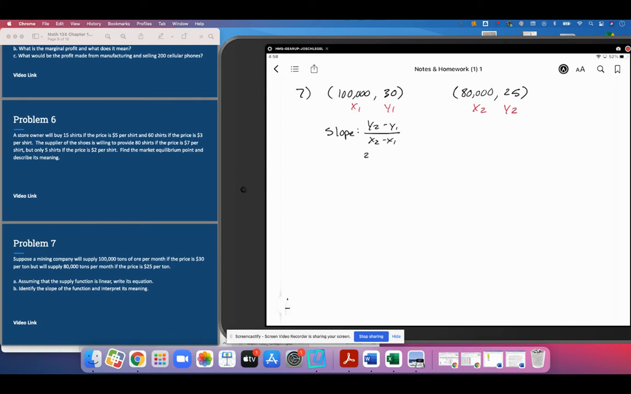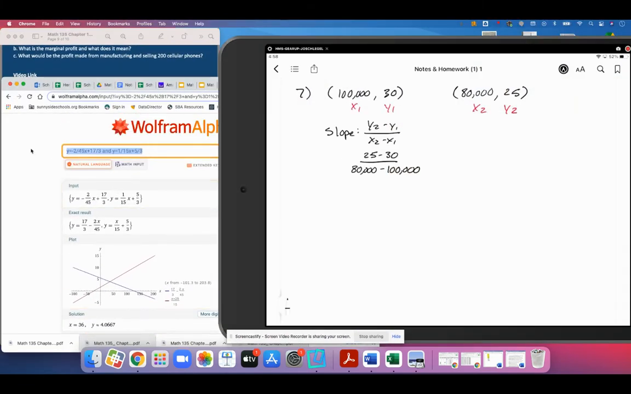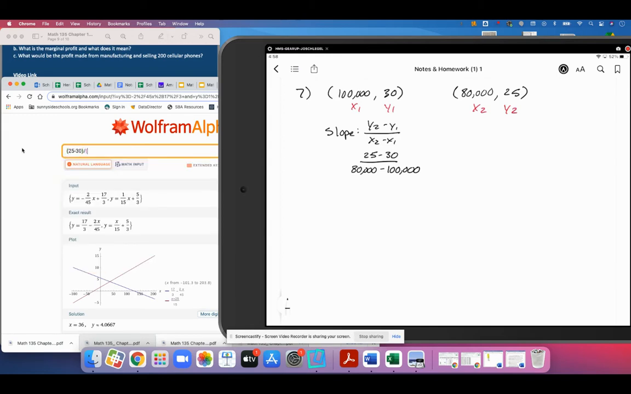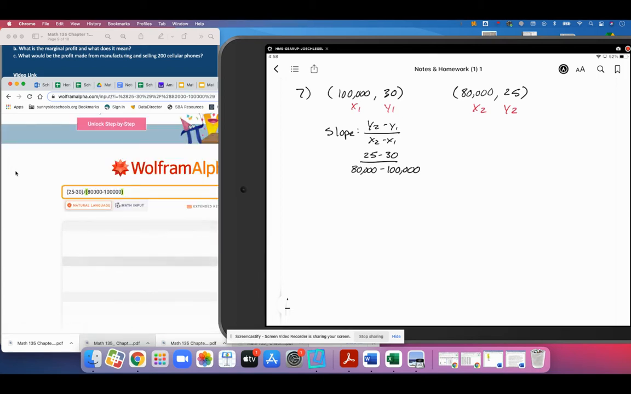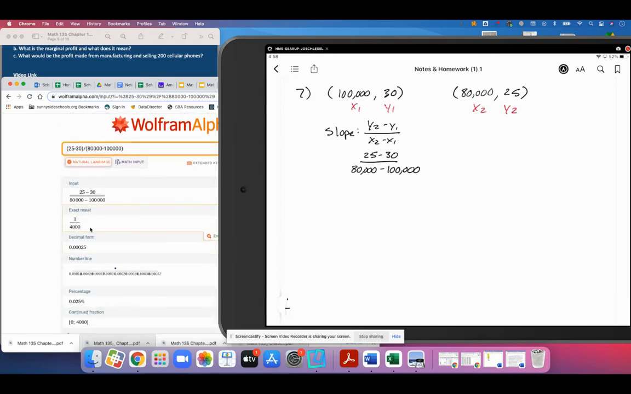y2 minus y1 over x2 minus x1. And we are going to have 25 minus 30 over 80,000 minus 100,000. And giving that to Wolfram is going to produce 25 minus 30 over 80,000 minus 100,000. And we get what appears to be a weird slope of 1 over 4,000. And we are going to leave that as a fraction for now.